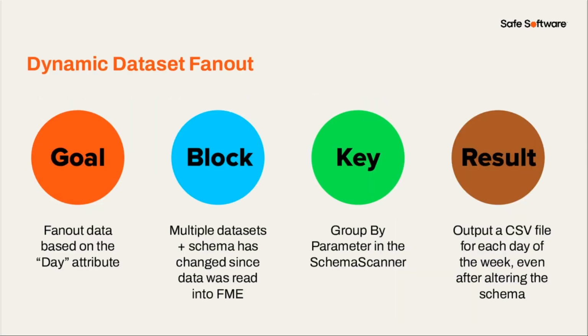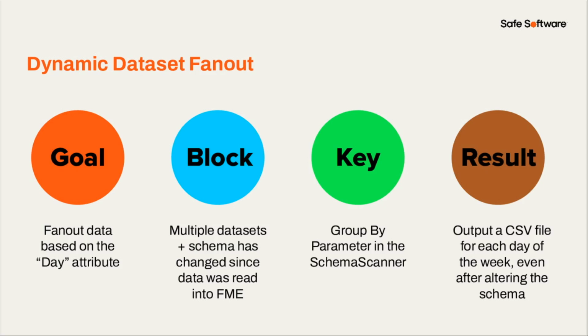So let's go into a bit of a demo here to get an understanding of what the schema scanner might be used for. In this case, we want to fan out our data based on the date attribute in a farmer's market data set. Typically you could do this with just a dynamic writer, but in this case, we have multiple data sets with different schemas, and we also want to change them before the data is written out.